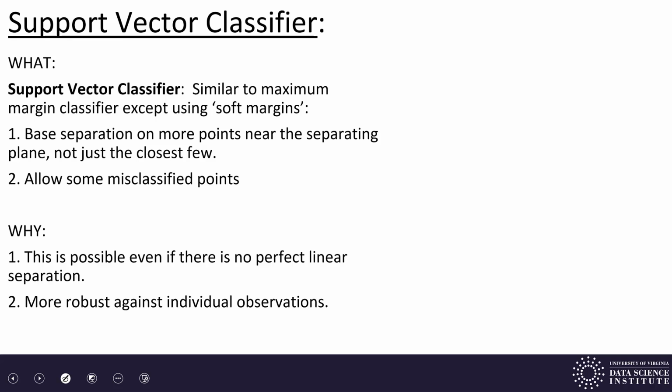It's also more robust against individual observations. Because we're computing that separating hyperplane across a larger number of data points, individual data points are not going to cause error as much as they would with the maximum margin classifier. This also results in better classification of most of the data.